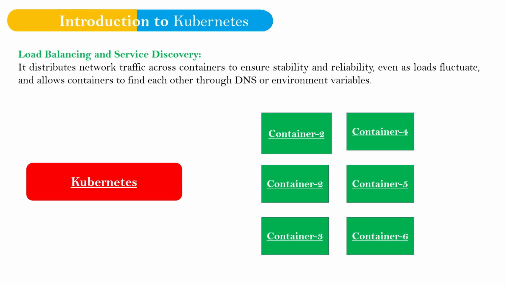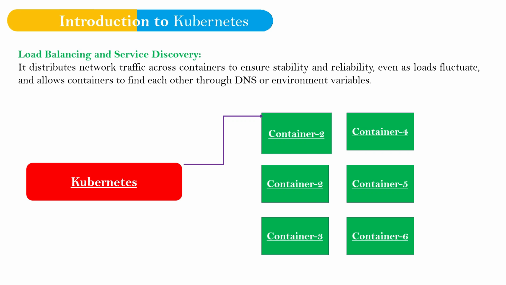Now, load balancing and services. So we know what load balancing is: we have multiple application servers or web servers, and when requests come to your applications, they are distributed properly between all the servers running the applications. Similarly, in Kubernetes, when you have multiple containers and application requests are coming, Kubernetes can distribute the load between different containers.